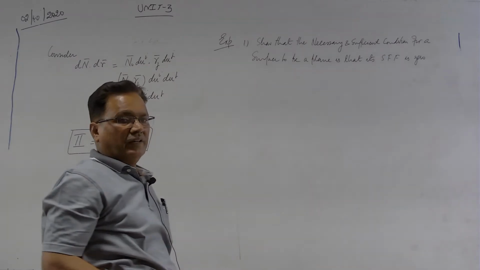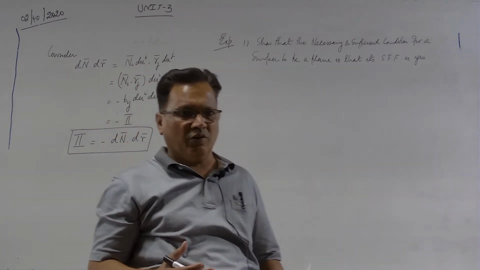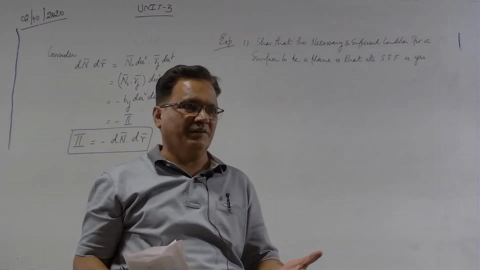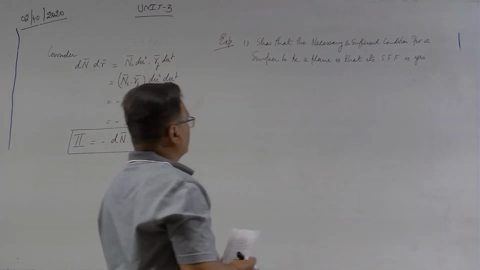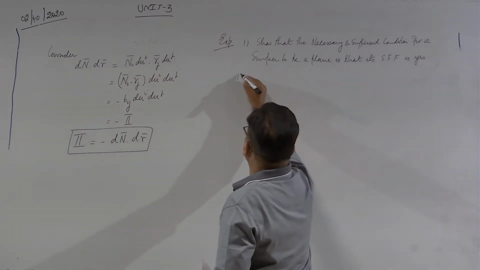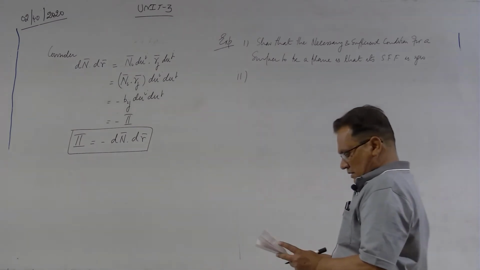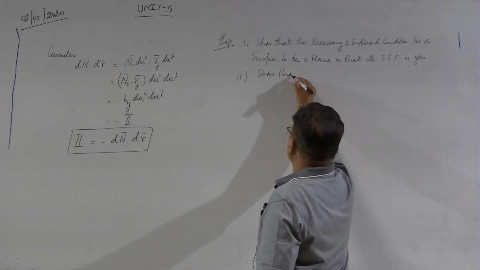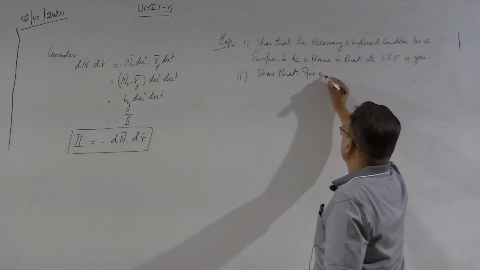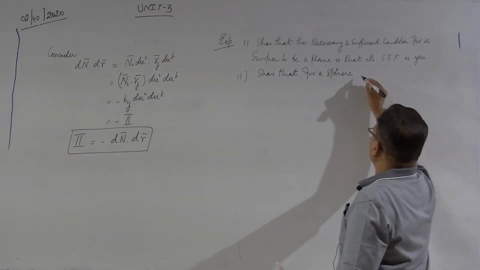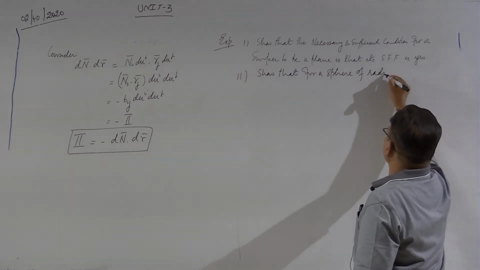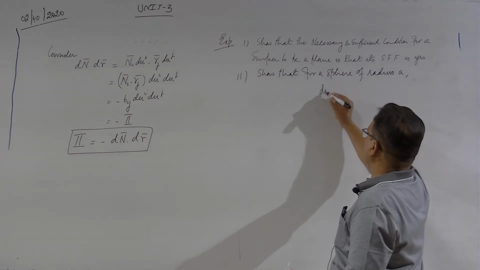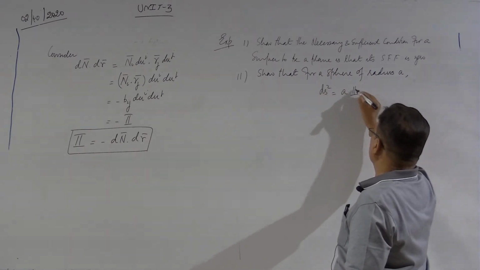The trivial case for a curve to be a line was that its curvature is 0. Now, the curvature means the second fundamental form. So, in case of a surface, this must be 0. Number 2, show that for a sphere of radius a, the first fundamental form ds square is a times the second fundamental form.